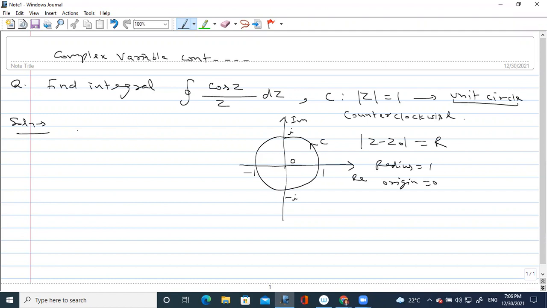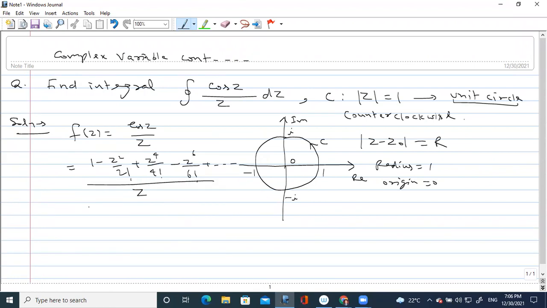Okay. So how to start it? Here, function is cos z by z. Again, actually, we have to find out the residue. Simple. Okay. So cos z by z, expand the cos z Taylor series: 1 minus z square by factorial 2 plus z to the power 4 by factorial 4 minus z to the power 6 by factorial 6 plus and so on, and divide by z.